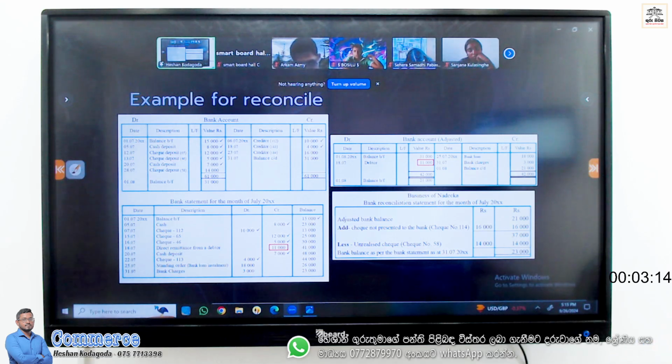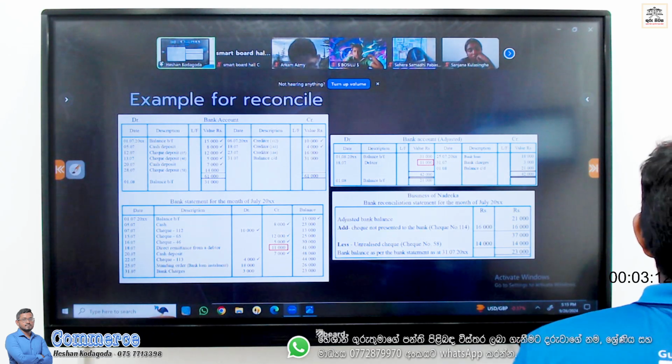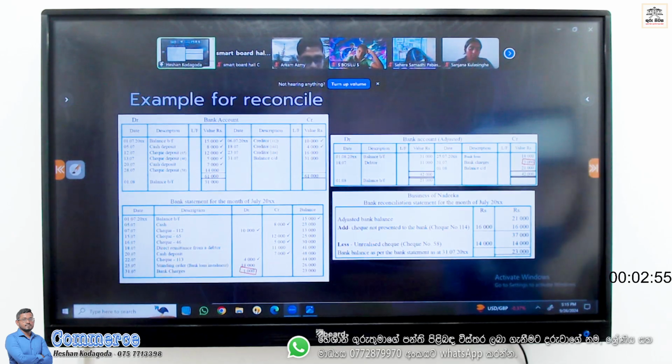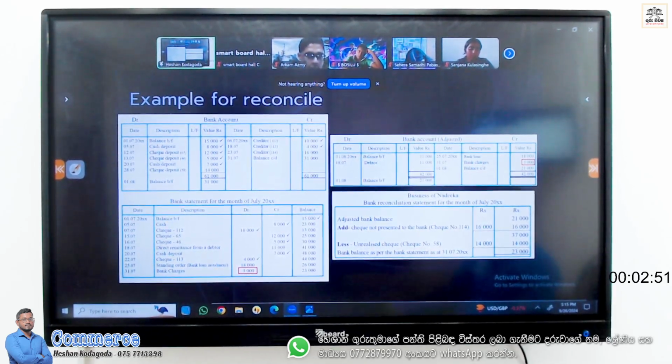Here I take the direct remittances data to the account, it is debited. Then I take the standing order, it is credited in the adjusted bank account. Then I take bank charges, it is also credited. Then we need to balance the adjusted bank account.